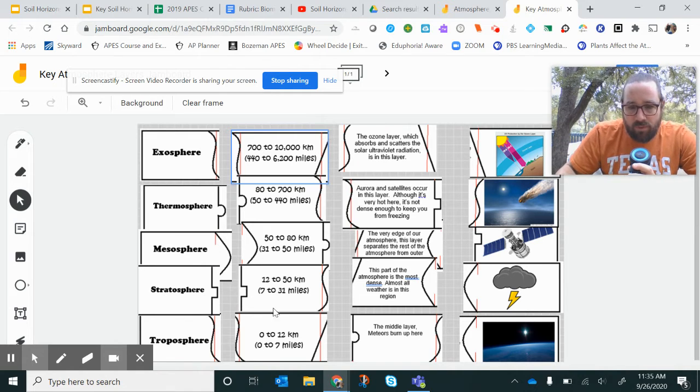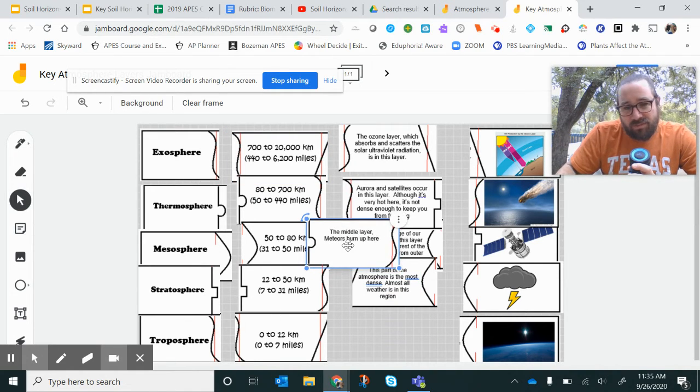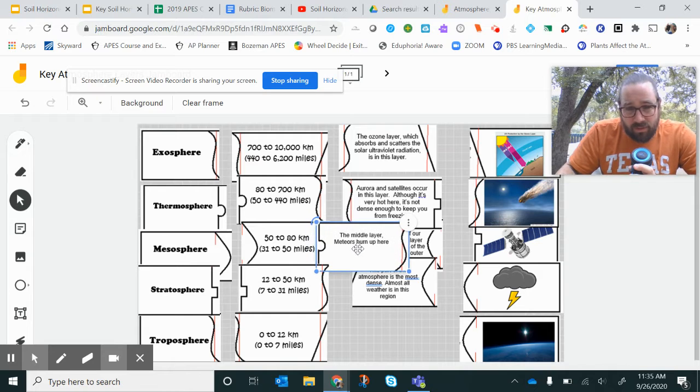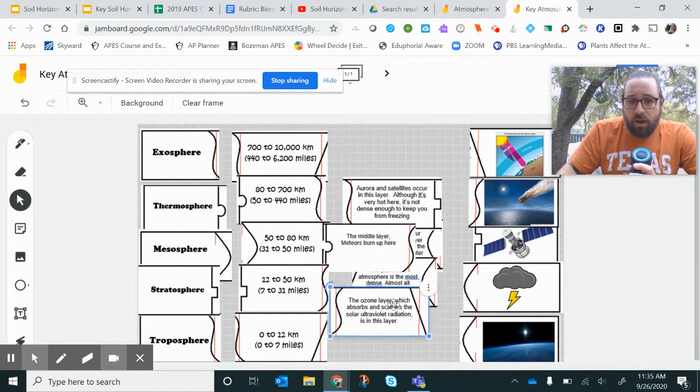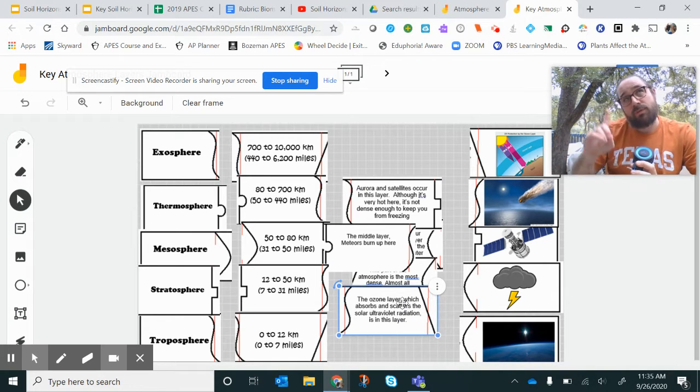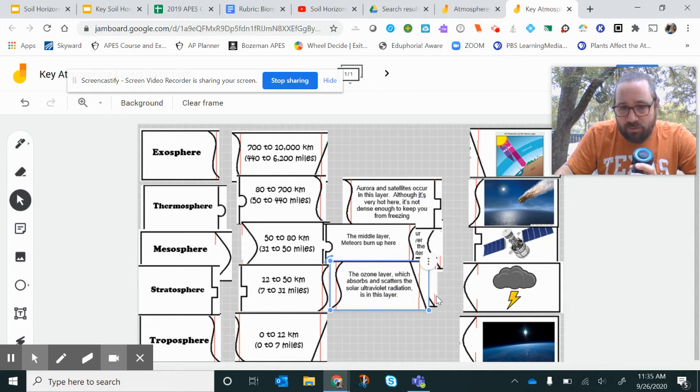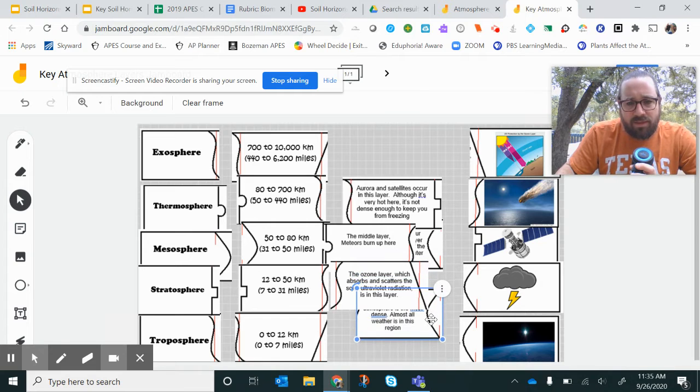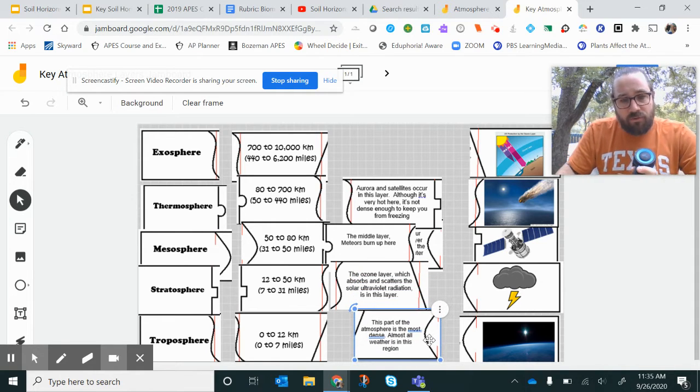So what happens? Well, the mesosphere is the middle layer. That's where meteors burn up. The ozone layer: ozone down bad, ozone up good. We're going to talk about that later next semester. We'll talk about tropospheric ozone versus stratospheric ozone. The beneficial layer that blocks UV light from coming in, that's in the stratosphere, the ozone layer.